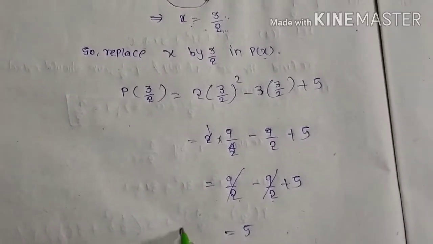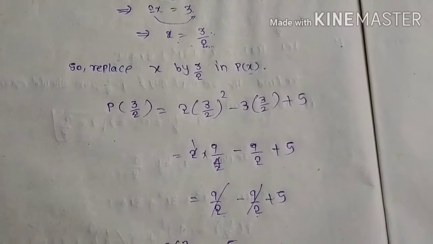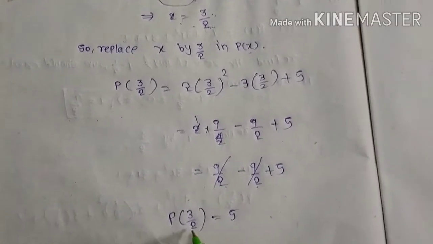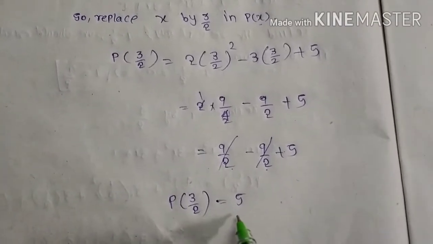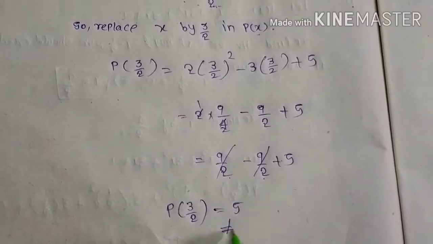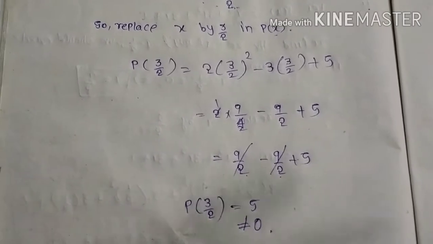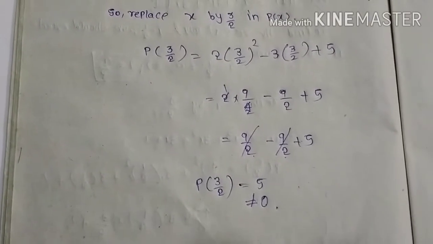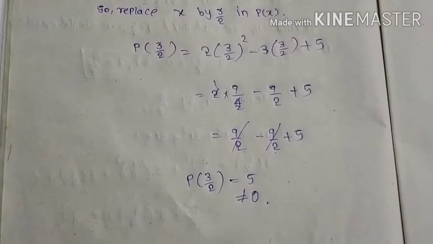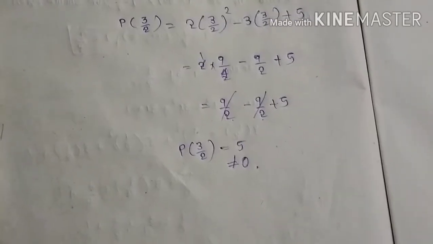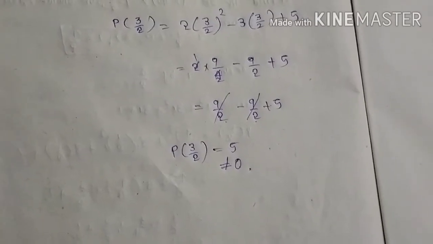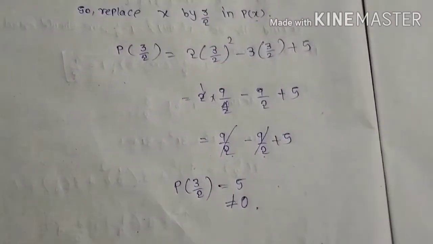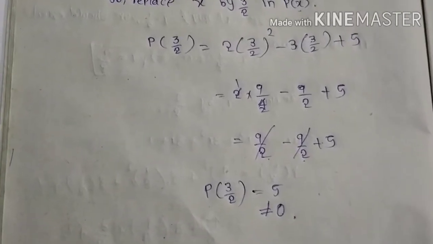See here p of 3 by 2 is equal to 5. Is it equal to 0? Not equal to 0. That means you can observe here. If you are getting the remainder is equal to 0, you know that this is a factor of the given polynomial or not? Yes, but here you can observe it is not equal to 0.